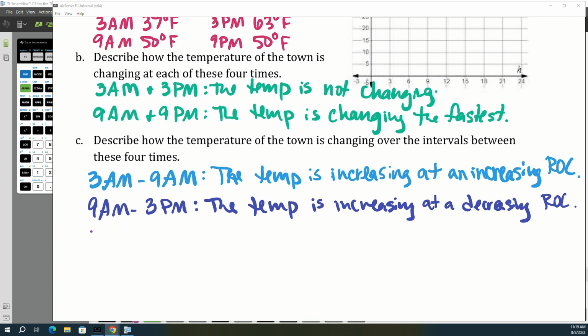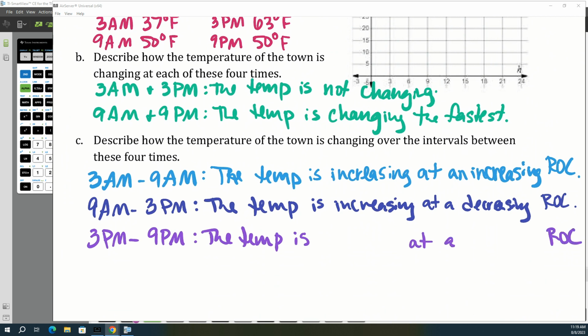All right, and then one last time interval. You guys try this last one on your own. So we're talking about what's happening between 3 p.m. and 9 p.m. Oh, shoot. Sorry. Okay. Definitely decreasing here.